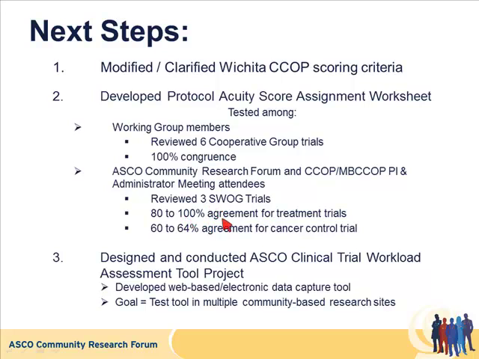We had 80 to 100% agreement for the treatment trials for assigning a score, and we had a little bit less agreement with the cancer control, and they are a little more challenging to figure out how complex they are sometimes with varying types of interventions, behavioral versus drug versus others. So we felt it was still really good, pretty good congruence. People were using the tool appropriately and coming up with the same numbers.